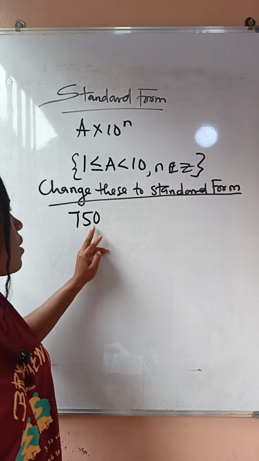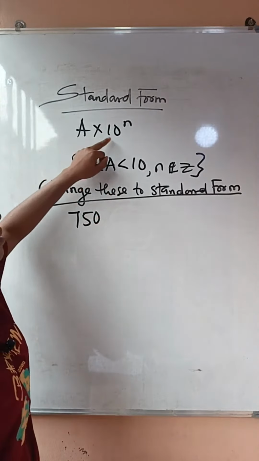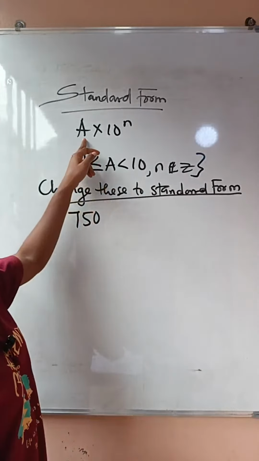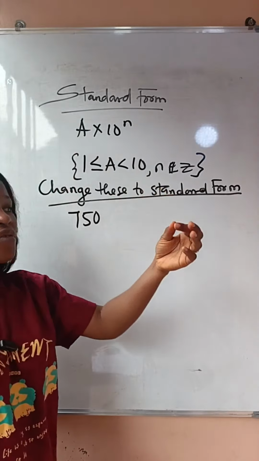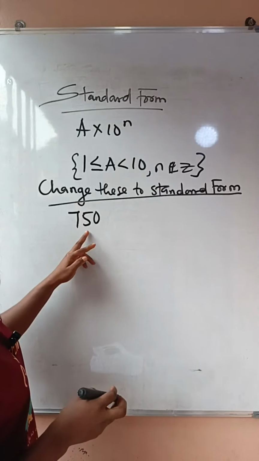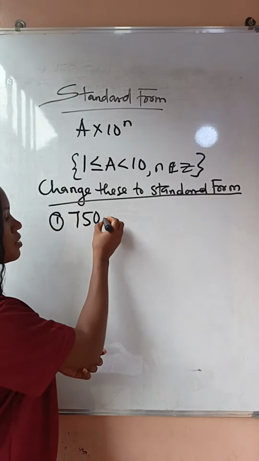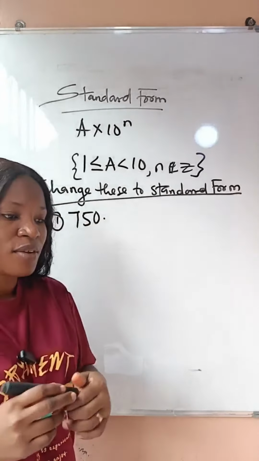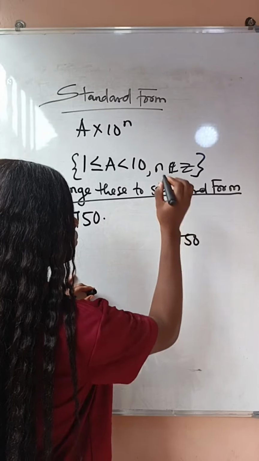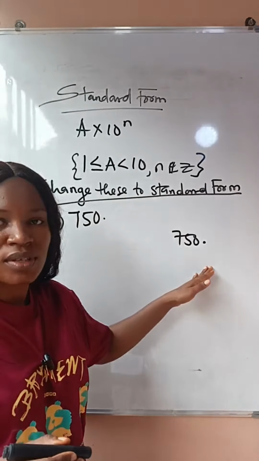Now, this is 750, and we need to put this 750 in this form, A times 10 to the power of n. So it means that our A can be 1, 2, 3, 4, 5 to 9, but it cannot be 10. Remember that any whole number has its decimal point at the end. Remember I said that in the beginning of this video. So if I write 750, this is the end. This is where our decimal point is.